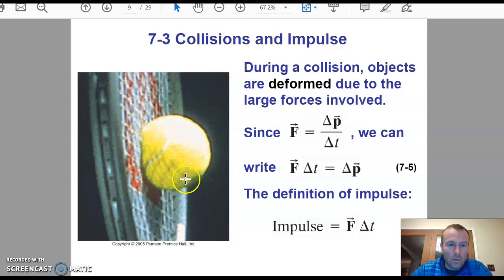What we're saying is how long this tennis racket is in contact with the tennis ball multiplied by the force exerted is going to change the momentum of this tennis ball. It's going to go from either a velocity in one direction back to the other side of the court, or from no velocity to some velocity. And so the objects here, as we have this collision, the tennis ball and the racket, are going to be deformed during this collision due to the large forces involved.